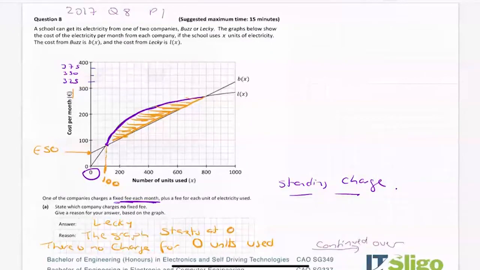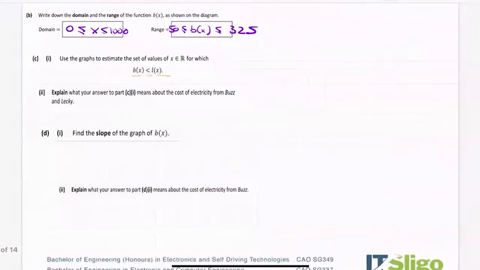And again, I've covered that, I can't see where it is. Okay, so I dot down here and it looks like it's at 800 there. Okay, so use the graphs to estimate the values. So 100 is less than or equal to X is less than 800.